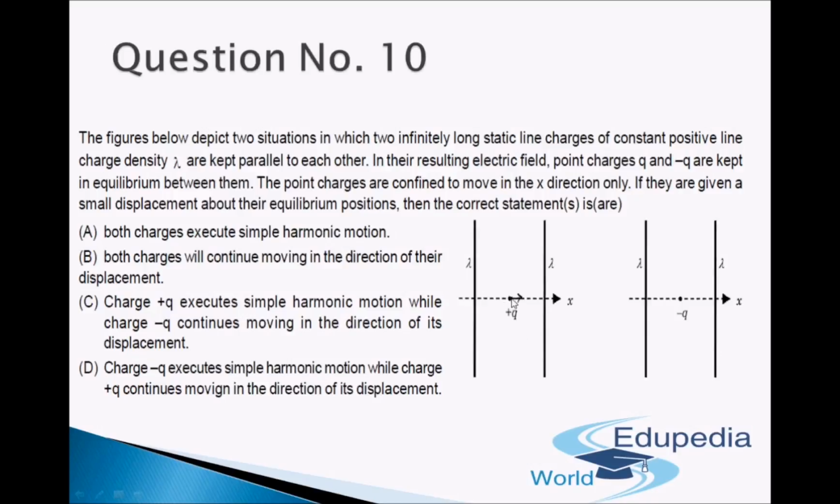So let's look at plus q. If it goes a little bit towards the right, that means the electric force due to the right wire will increase and the electric force due to the left wire will decrease. And the electric force due to the right wire on this plus q charge will be towards the left. That means as plus q goes towards the right, it will experience a force towards the left. So that is a restoring force, and it will be able to execute simple harmonic motion.